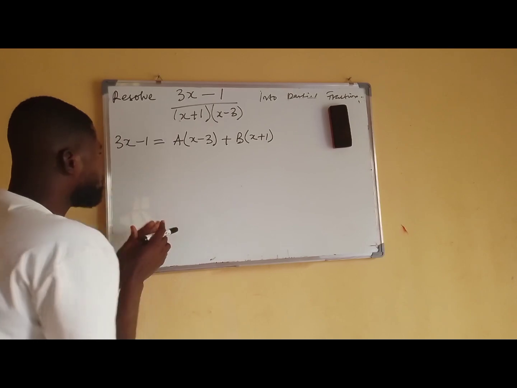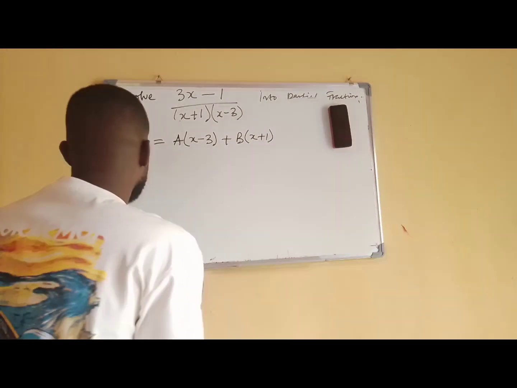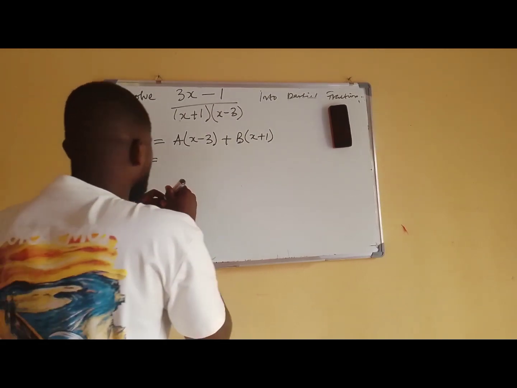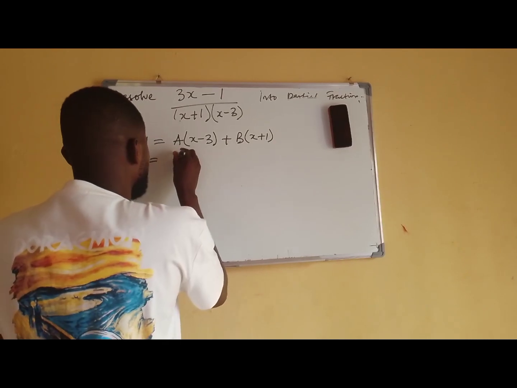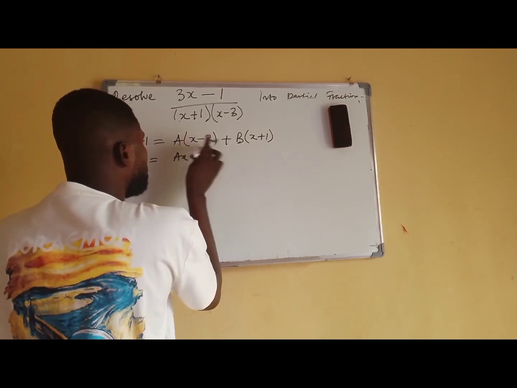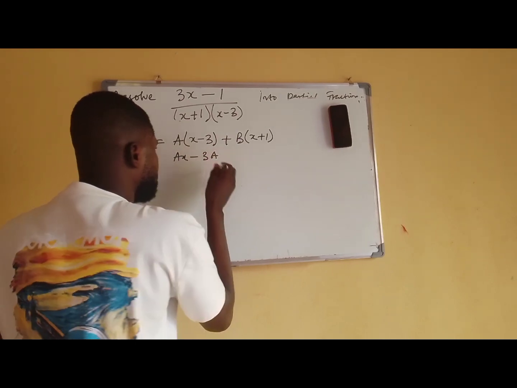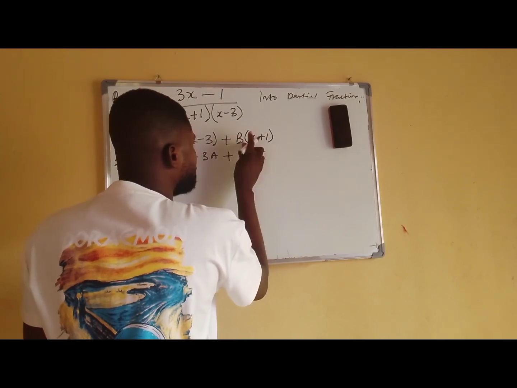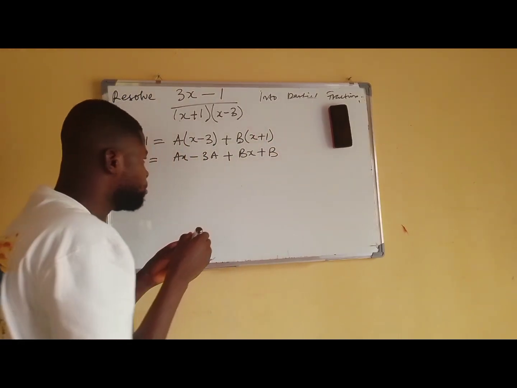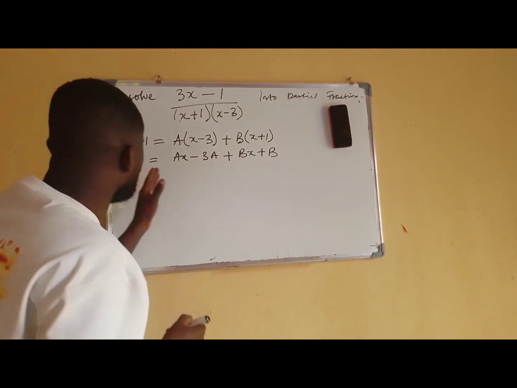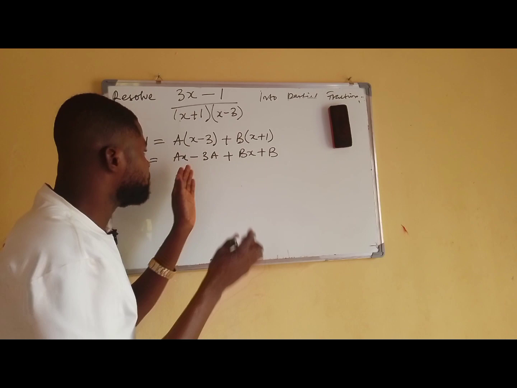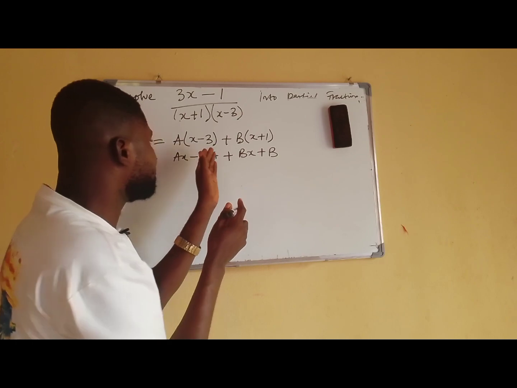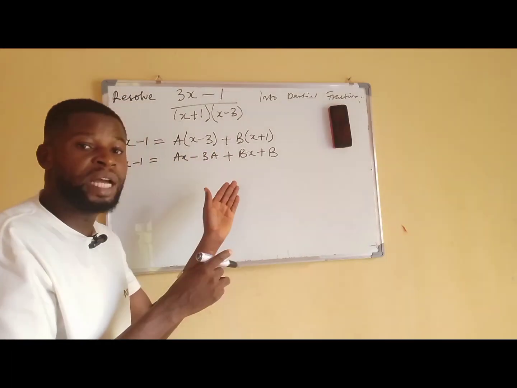Now, let us go by comparison. We say 3x minus 1 is equal to A multiplied by x will be equal to Ax, minus A multiplied by 3 will be equal to 3A, plus B multiplied by x will be equal to Bx, plus B multiplied by 1 will be equal to B. Now, what do we do? Those of them that are having x, we select them and keep them together, and those of them that are not having any variable in them, we still keep them together.